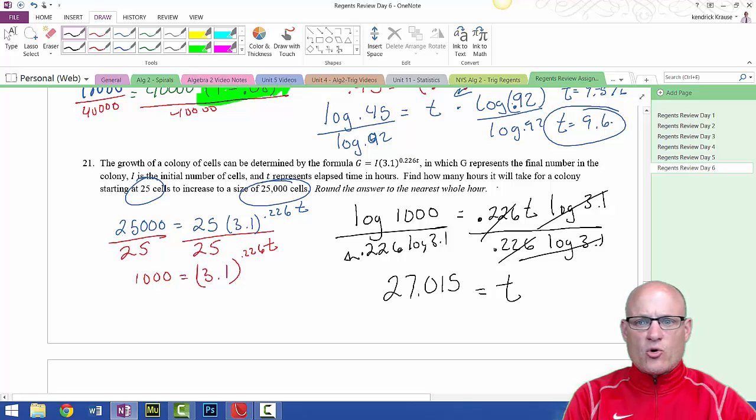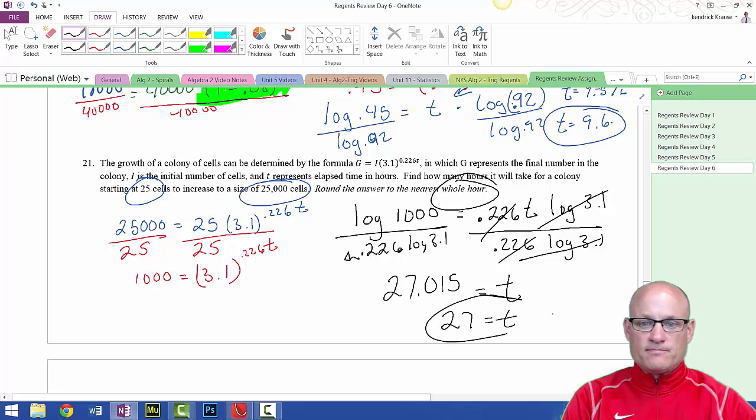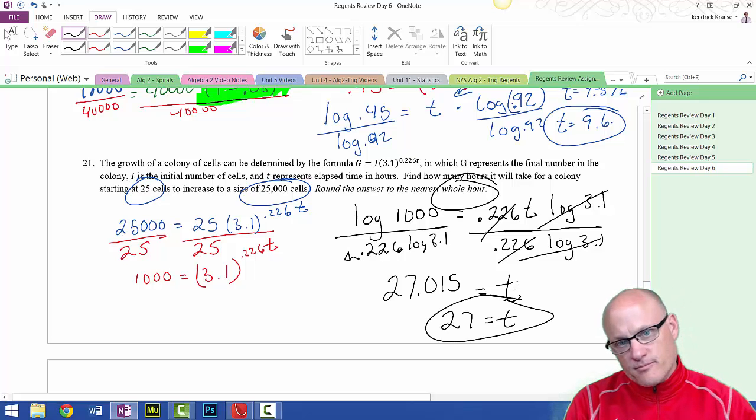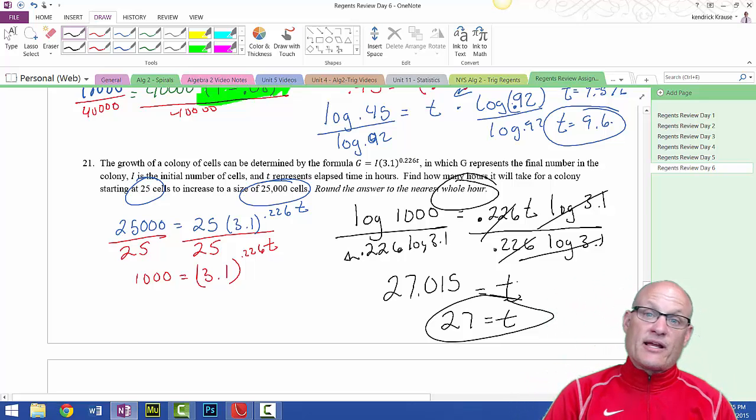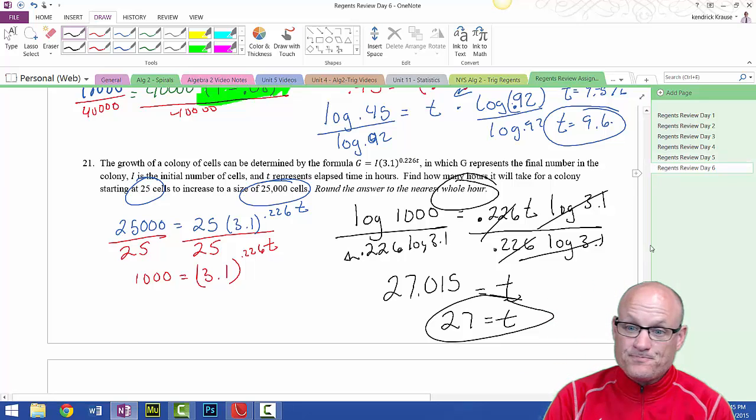27.015 to the nearest whole hour. 27 hours. All right, I've only done 3. If you'd like to see more, if you want something else, email me. Let me know.